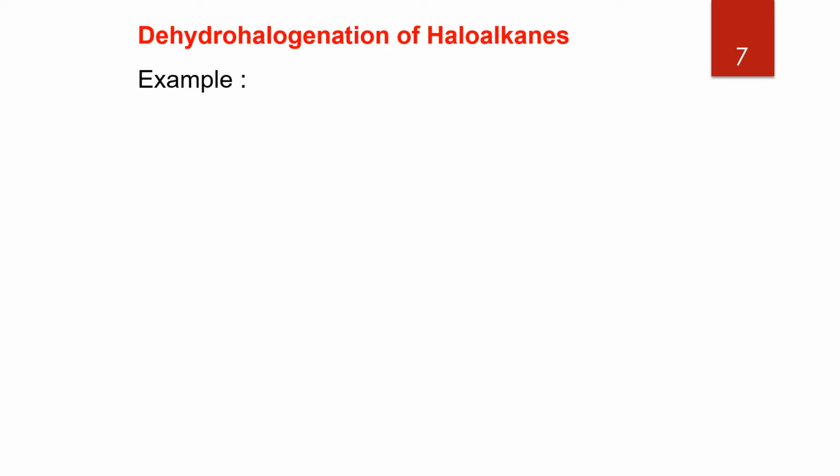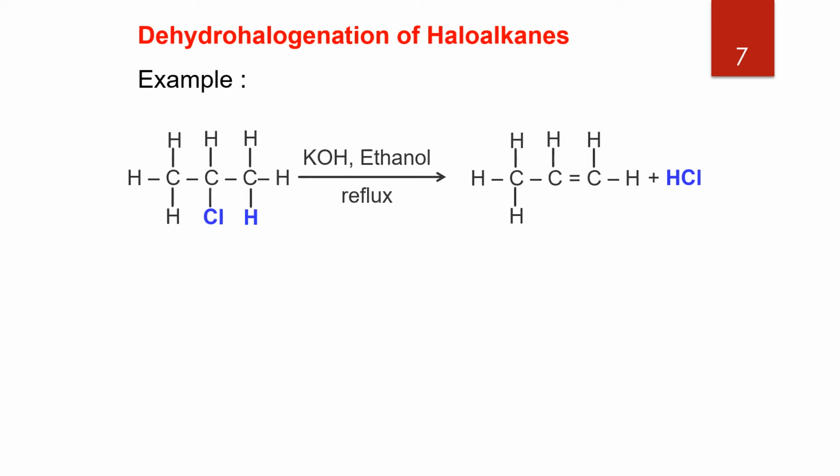Here are two examples of the dehydrohalogenation of haloalkanes. The first example shows that 2-chloropropane is refluxed with potassium hydroxide in ethanol to form propene. In this reaction, the hydrogen chloride molecule will be removed. The carbon with the chlorine atom will lose the chlorine atom, and the neighboring carbon will lose the hydrogen atom.